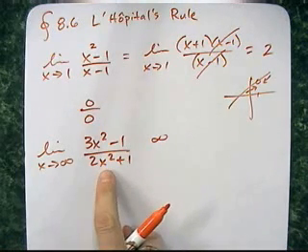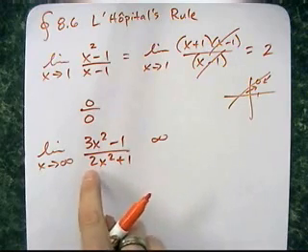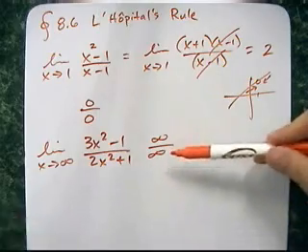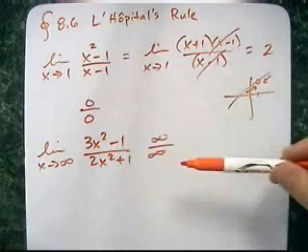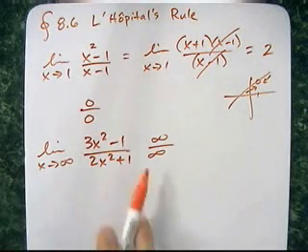If you plug in infinity on the bottom, we have infinity squared, still infinity. And then the times 2, still infinity, plus 1, so still infinity. So we have infinity over infinity. This is the second indeterminate case that we're going to look at today. So if it fits in one of those molds, either 0 over 0 or infinity over infinity, we can use L'Hopital's rule.